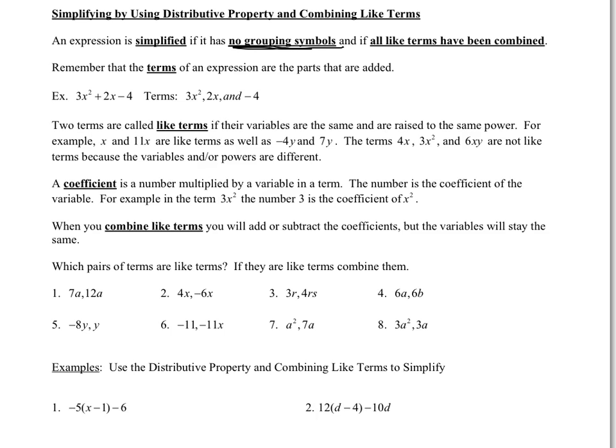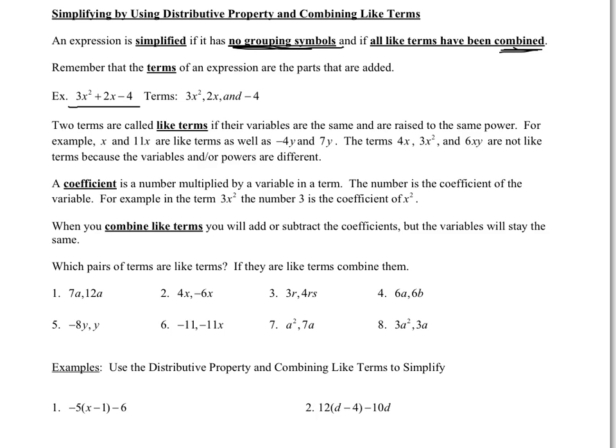And what also has to be true for something to be simplified is all like terms have to be combined. So we need to go over a few things to understand like terms being combined. Now remember in last homework we talked a little bit about what the terms of the expression are. Remember if we had 3x squared plus 2x minus 4, the terms were 3x squared, 2x, and then we take the minus 4 as a negative 4 because it's the same as plus a negative 4. All the terms are separated by addition signs.